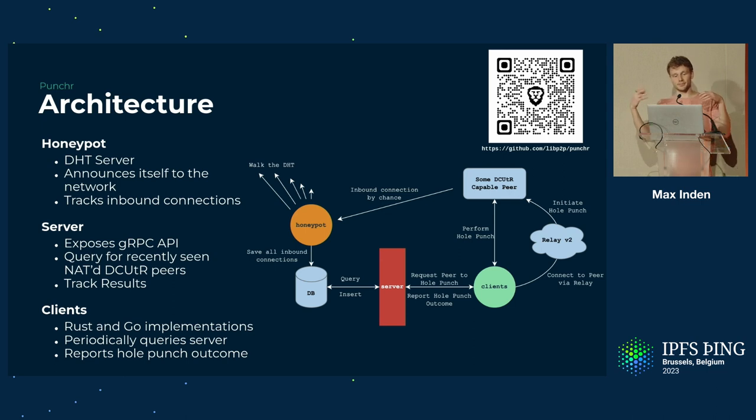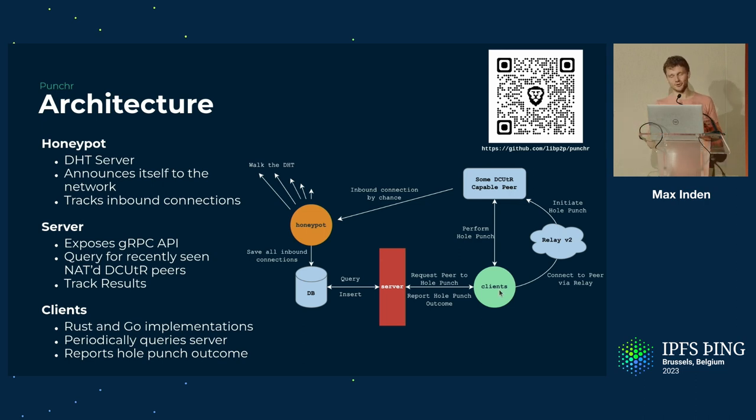Now, these users announce themselves to the network, and somehow come across our honeypot. Given the Kademlia DHT, they will at some point connect to it. And the honeypot will forward the connection information of those nodes behind NATs and firewalls to a database. And then on the other side of the database, we have a server which exposes this data to our clients. Now, the clients are special hole-punching clients.